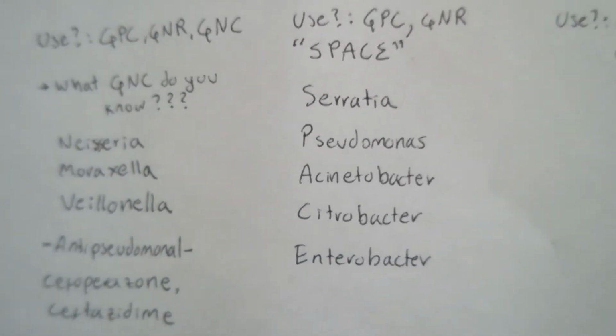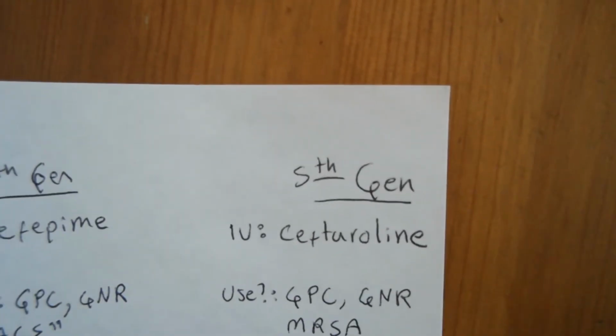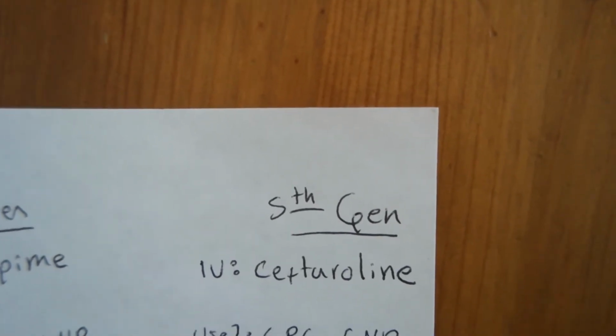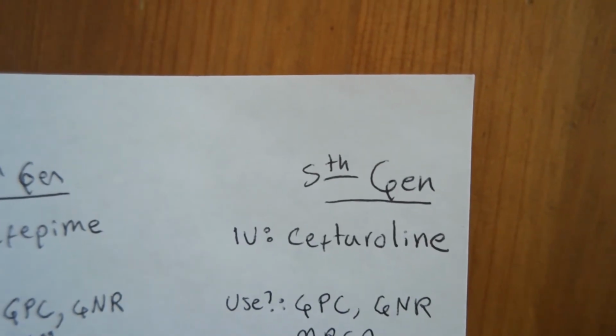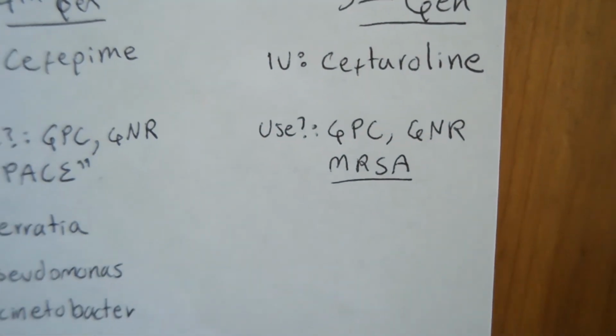And now, moving to the last but not least cephalosporin is the fifth generation, and we have ceftaroline. What do we use this for? What do we use ceftaroline for? Perfect. Some gram-positive cocci, some gram-negative rods, but particularly MRSA.